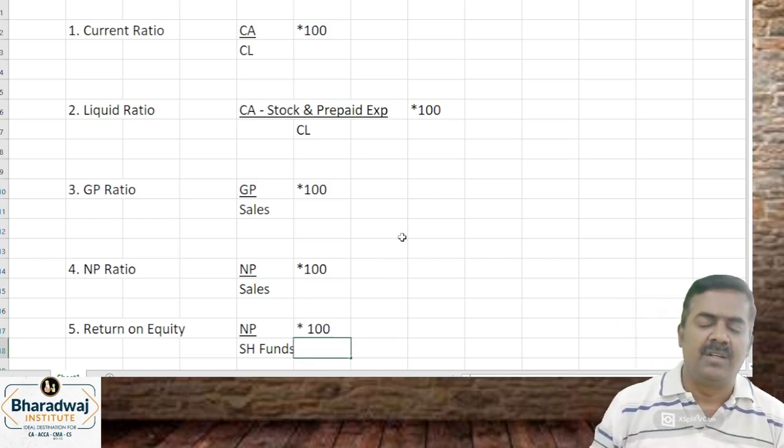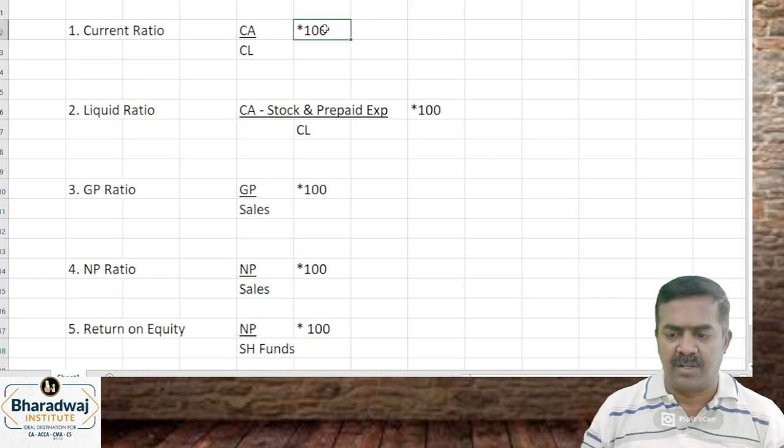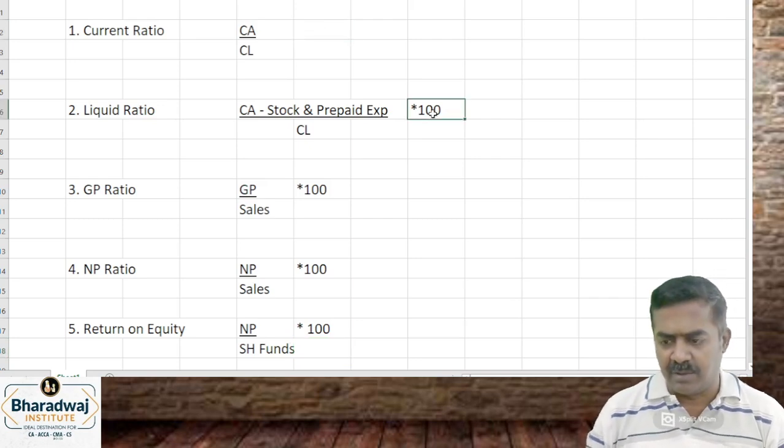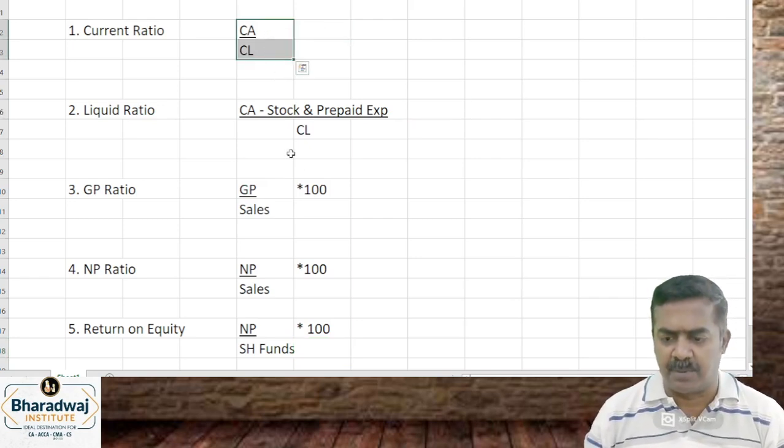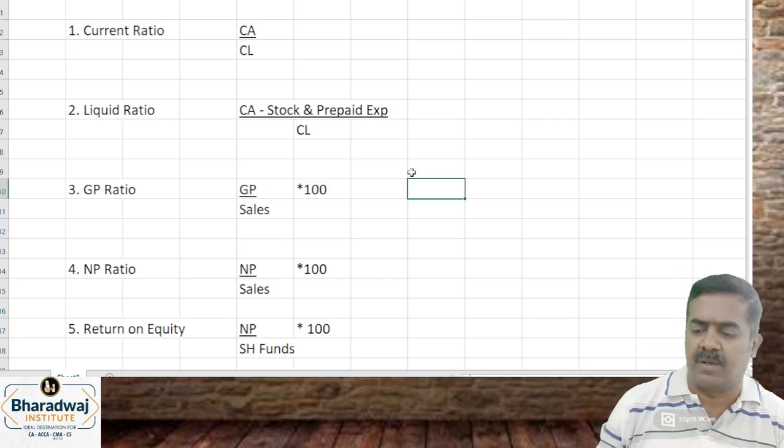Just go through the handout and try to apply the numbers for this question. Current ratio and liquid ratio are not multiplied by 100 because it is expressed in proportion. GP ratio, net profit ratio, return on equity only requires what? Multiplied by 100.